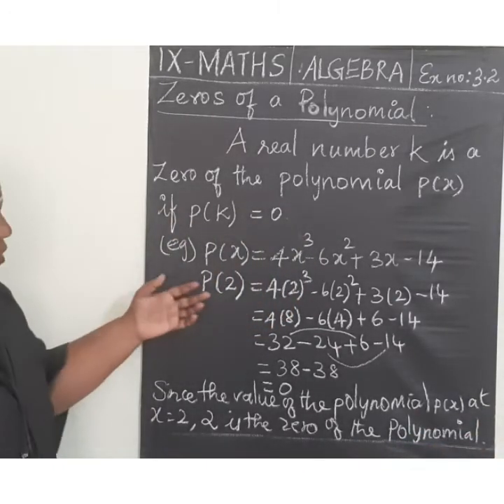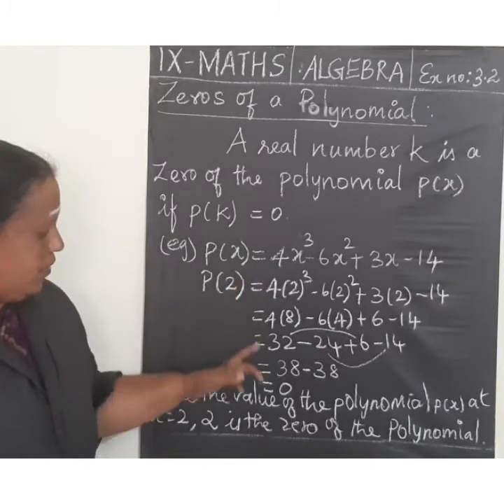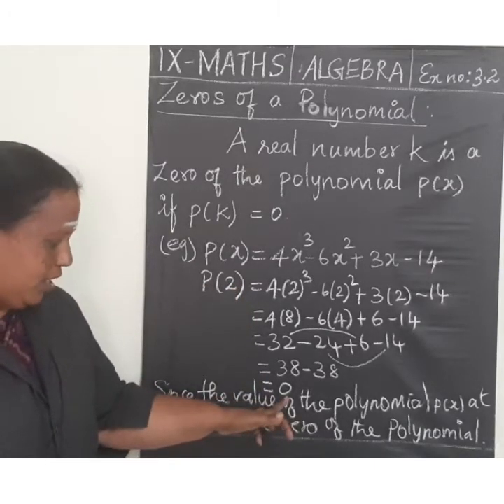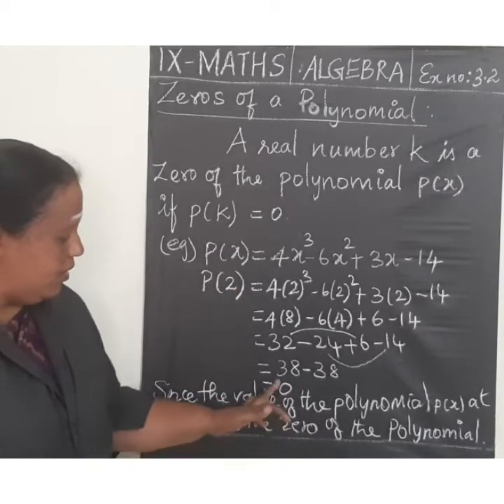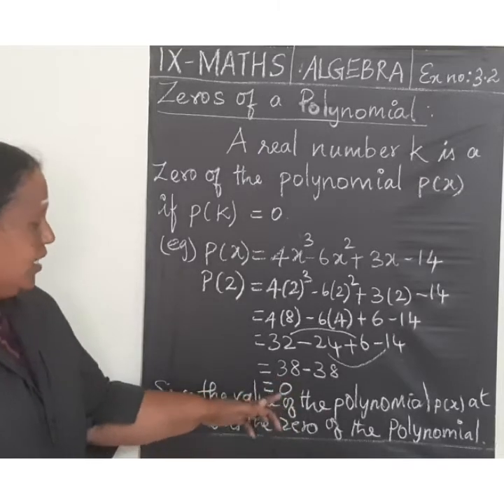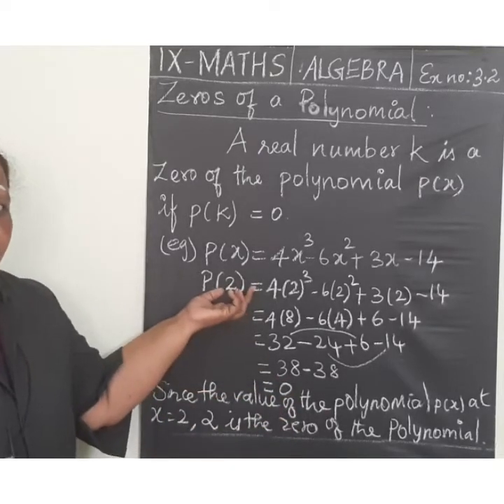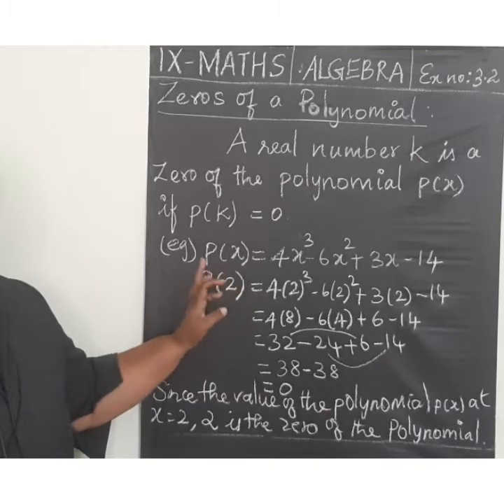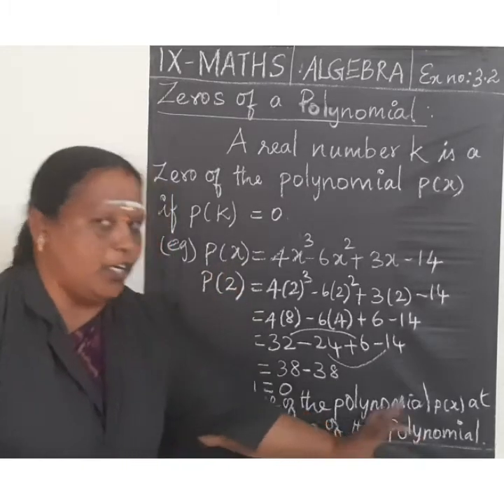So when we are substituting that number, we have to get the value equal to 0. When we get the value equal to 0, then the number we are substituting, we'll call it a 0 of the polynomial.